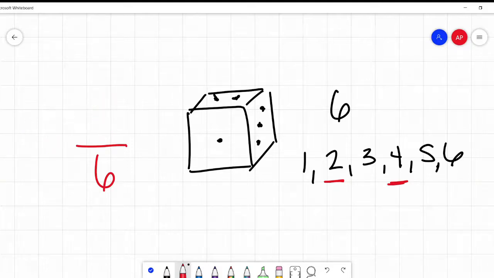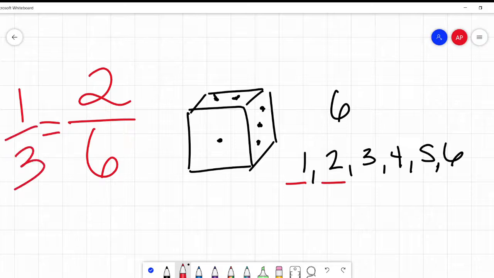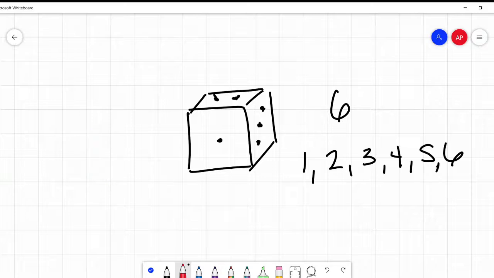Okay? What if I said, what are the odds that the number is less than 3 when I roll it? Again, there are 6 possible options. How many are less than 3? 2. 2 out of the 6 are less than 3. I can simplify that to 1 out of 3. And that's it. This same process, it's how many possible options are there.